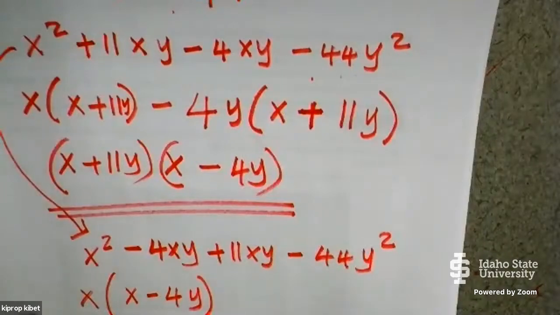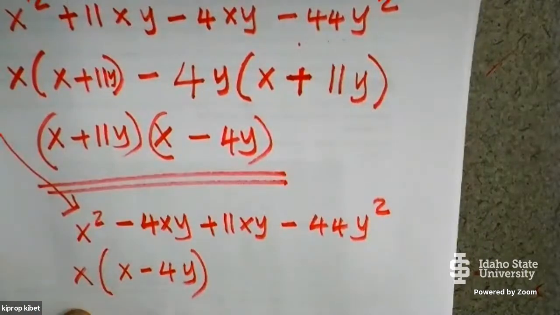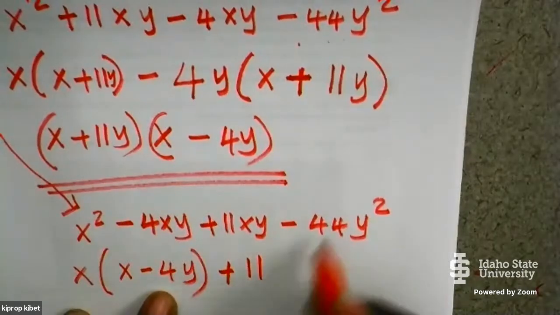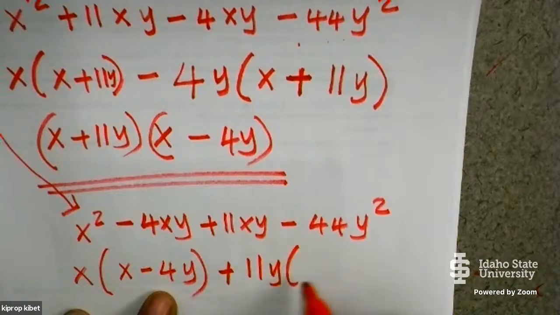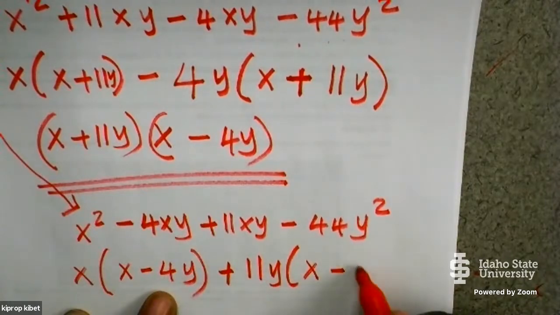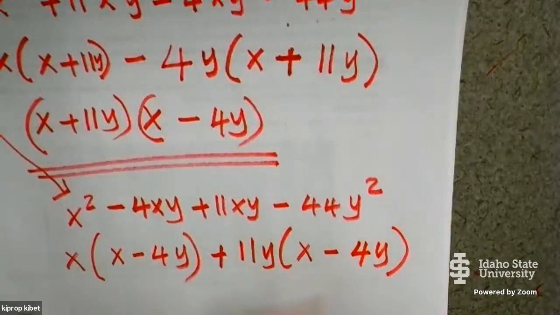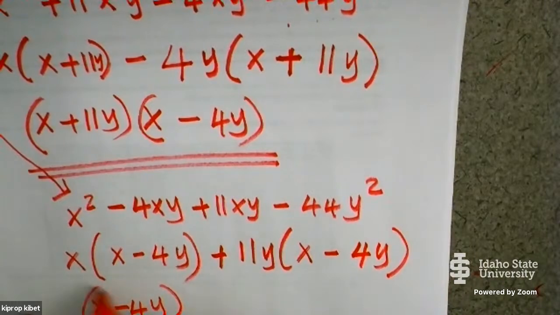4y. Is that correct? Yes. And then plus. So we factor out what? 11y. So we get x minus 11y, minus 4y. So the greatest common factor between the two of them is x minus 4y. What remains is x plus 11y.